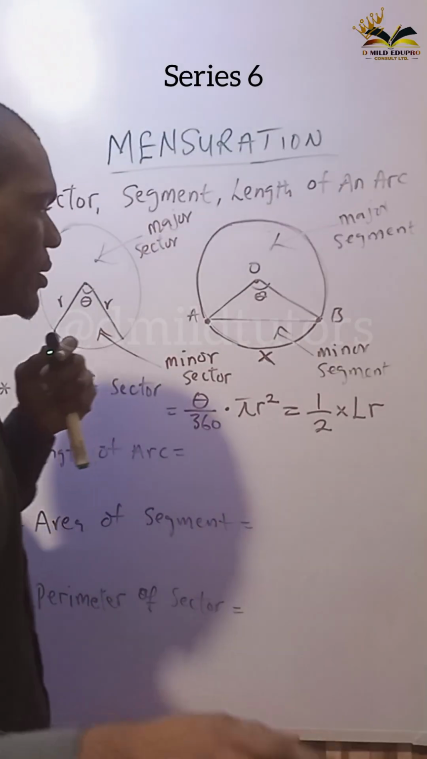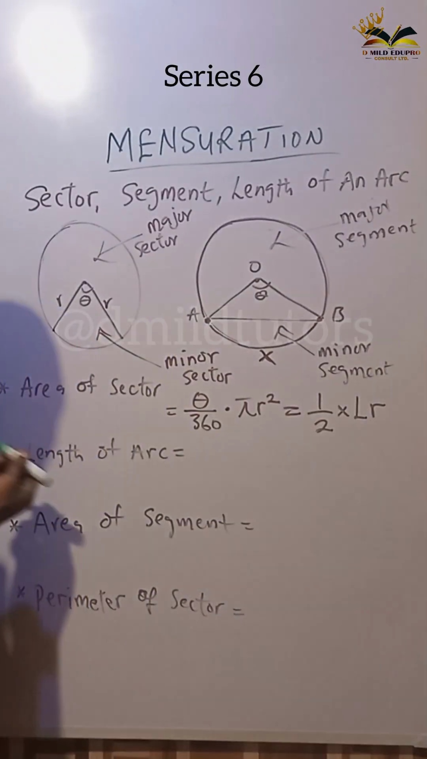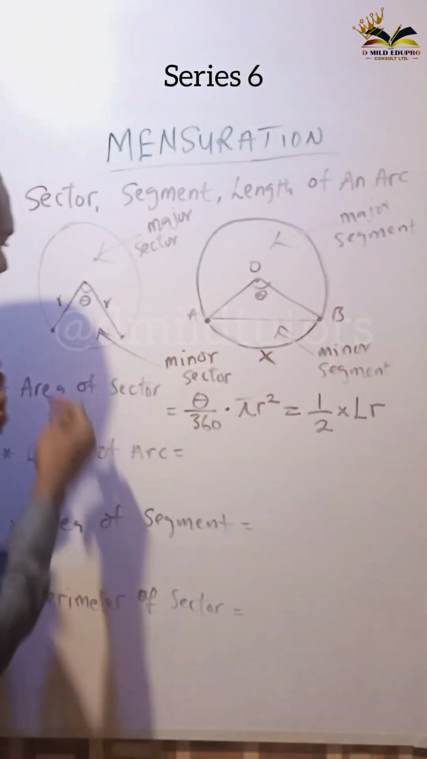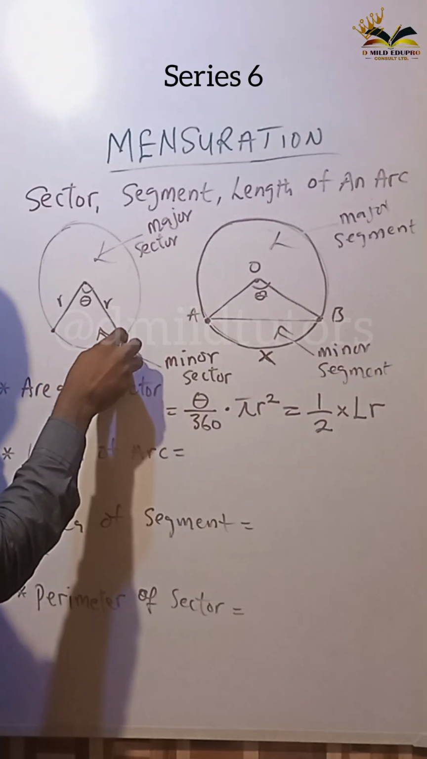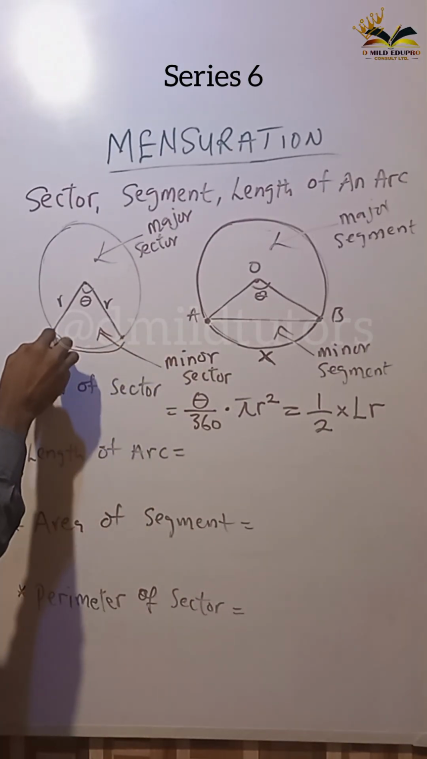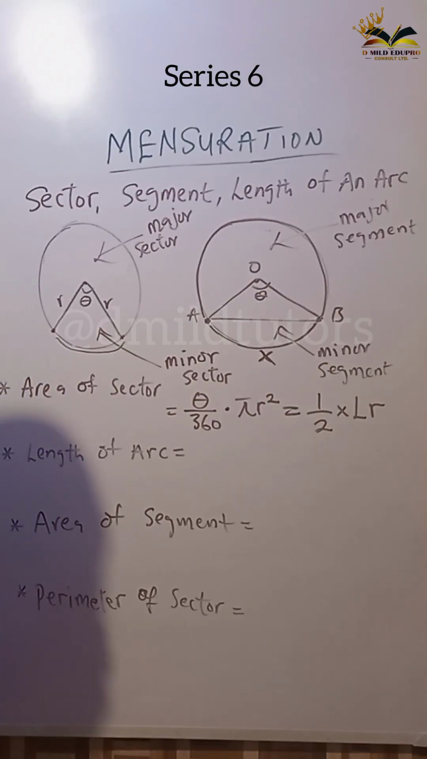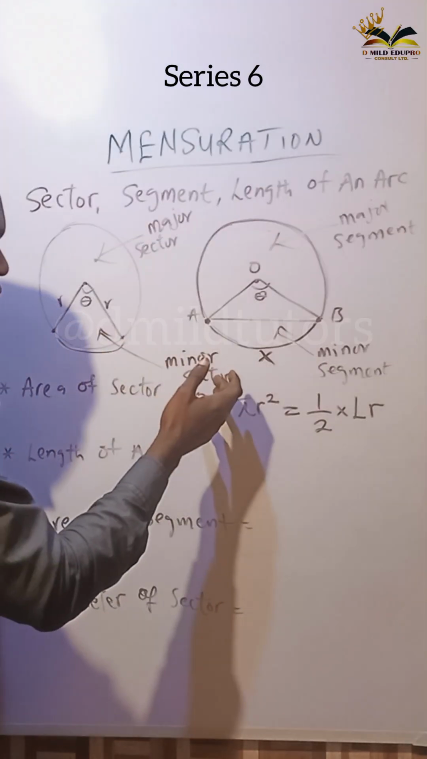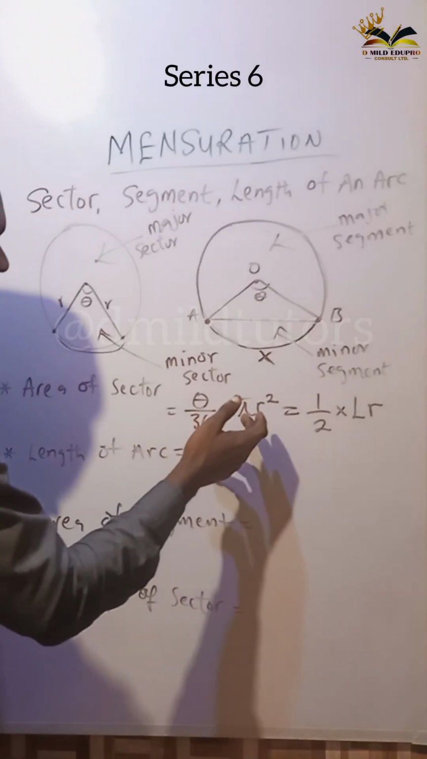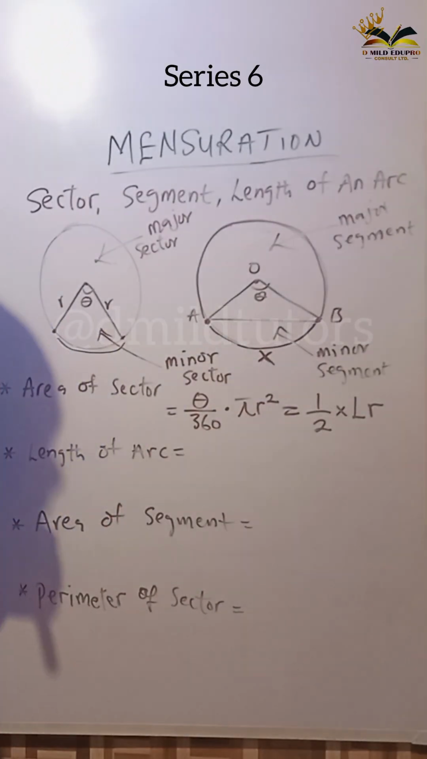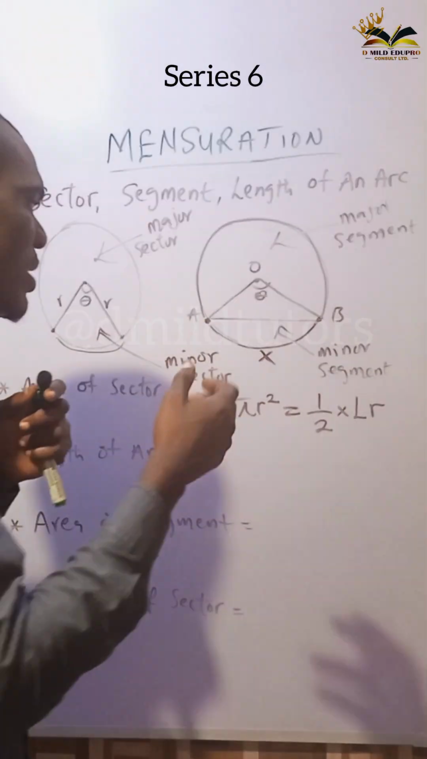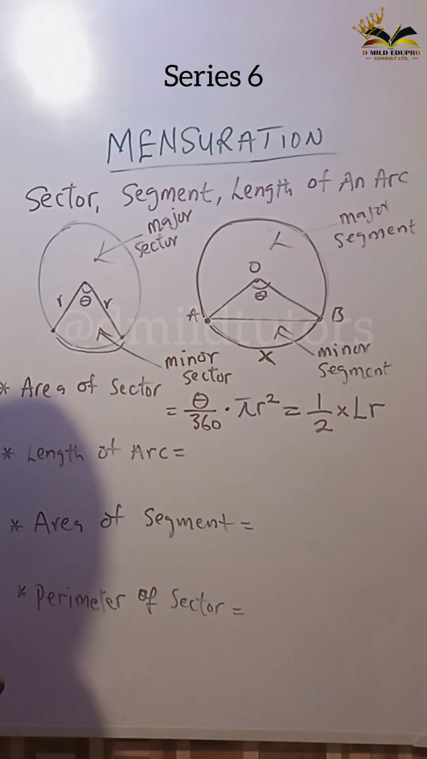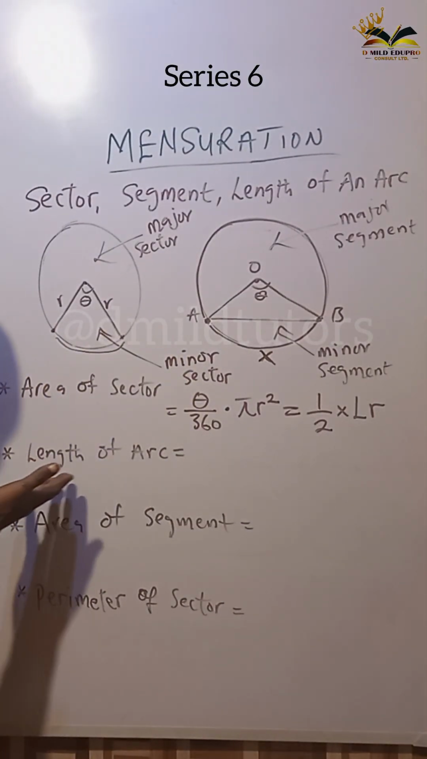Now, you will be wondering, what is L? Here, L stands for the length of the arc you'll be given. From this point to this point is the arc of this sector. So the area of a sector, theta over 360 times pi r squared, is the same as 1/2 times your length times your radius. Okay. So how do you now calculate the length of an arc?